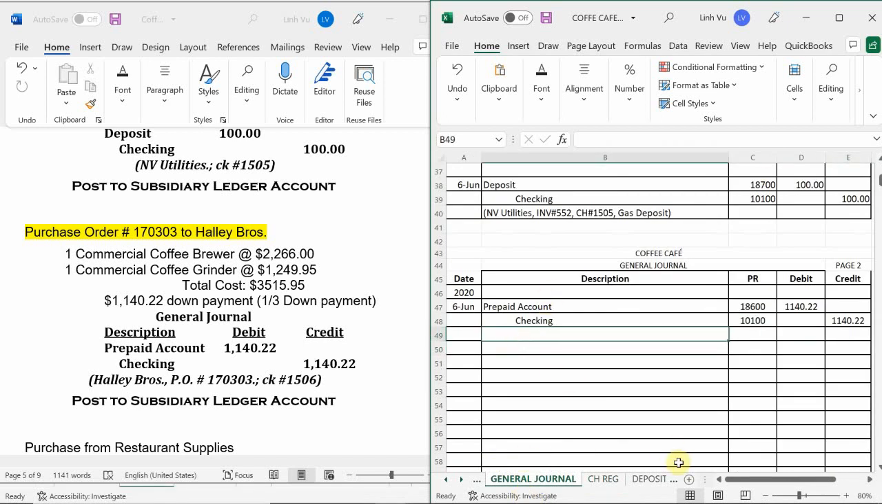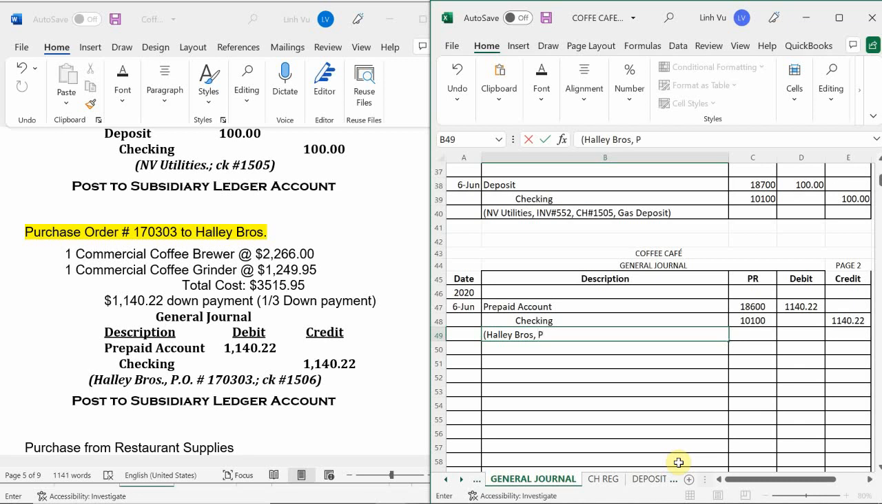Okay. So who did I write this check out to? That's the important thing that you should have in your description: who did you pay? We paid Hallie Bros. What was the invoice number? In this case, there was no invoice number. We were putting it on our purchase order. Our purchase order basically told us how much we need to pay Hallie Bros. We said 1/3 of the full amount.